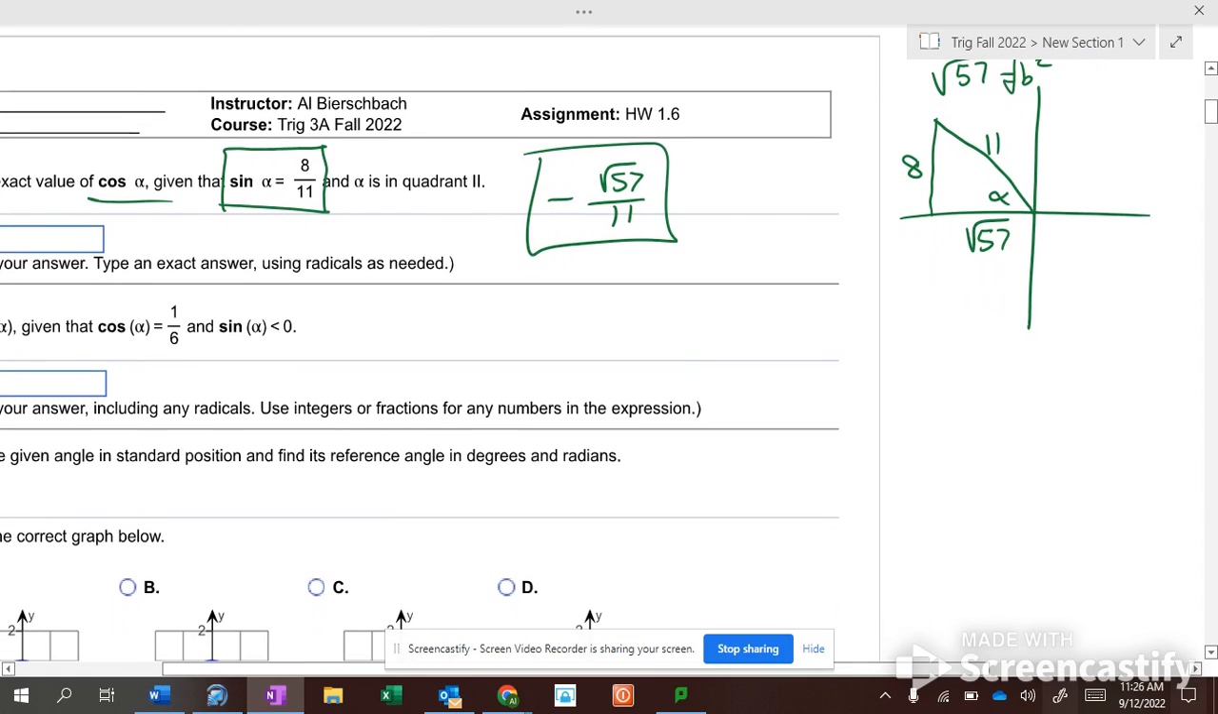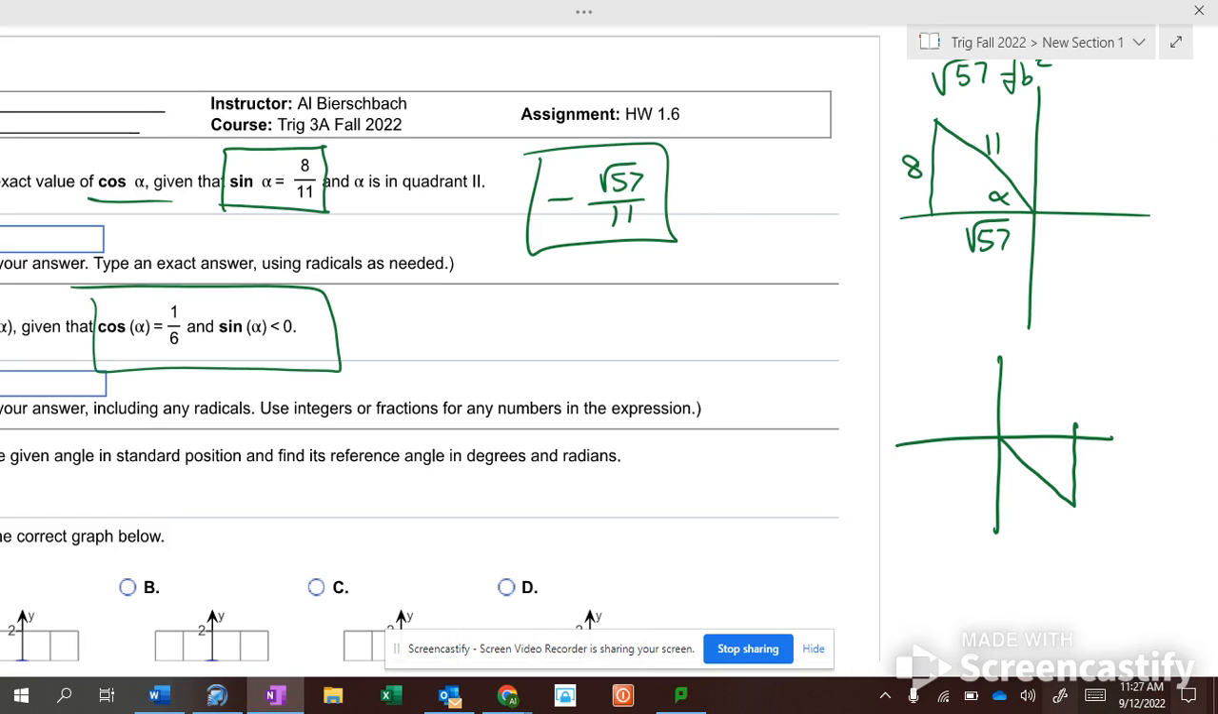Okay? Let's look at this one. The cosine is 1/6 and the sine is negative. What quadrant are we in if the cosine is positive and the sine is negative? Quadrant 4. So when you do this problem, draw a triangle down in quadrant 4. Always, always, always, once you draw your diagonal down, you always go to the horizontal line, not to the vertical line. Okay, here's our angle.